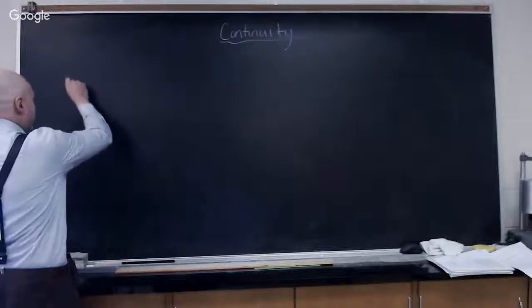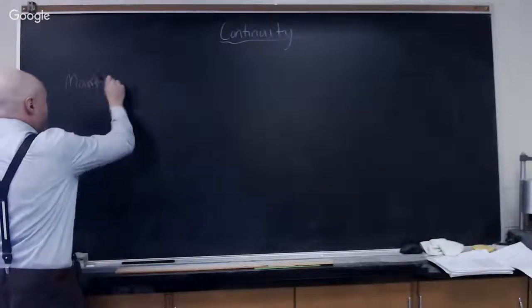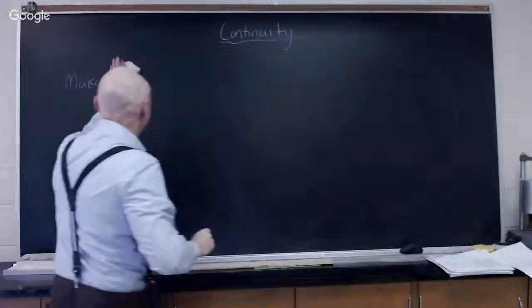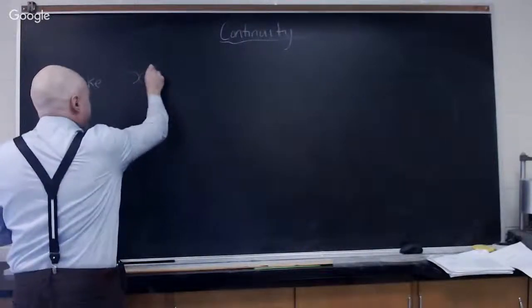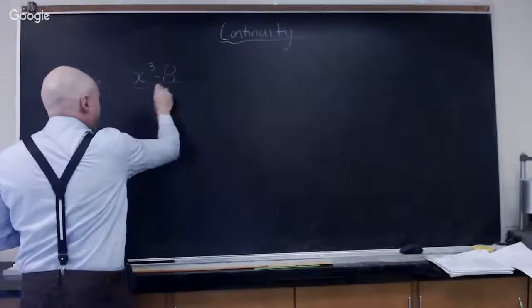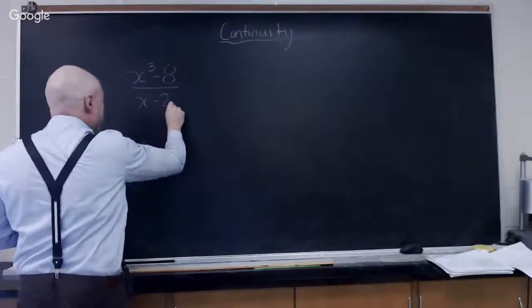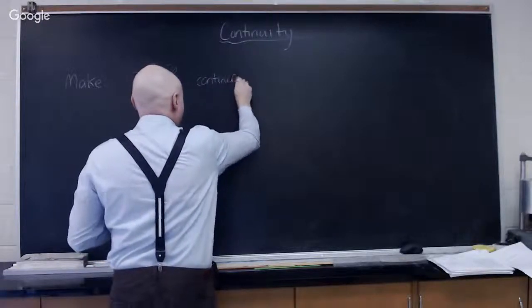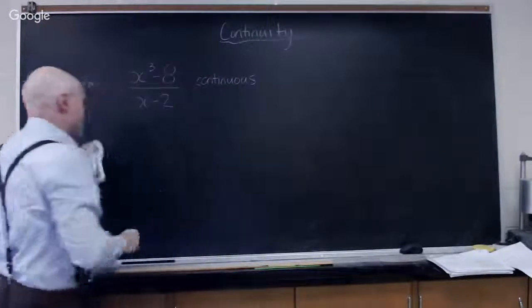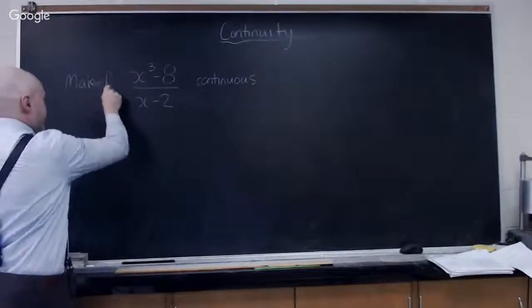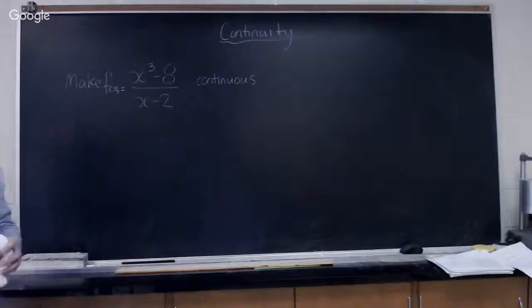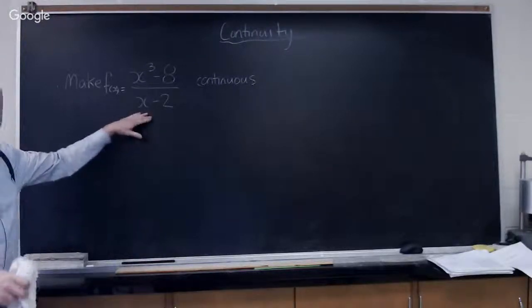Let's do this. Let's make, I'm spelling x cubed wrong. How do you spell x cubed wrong? x cubed minus 8 over x minus 2, continuous. Okay, so let's call this f of x. There we go.